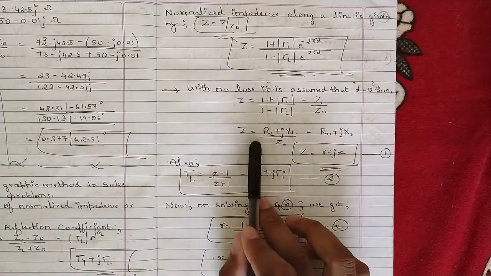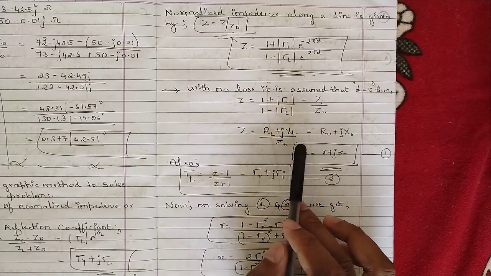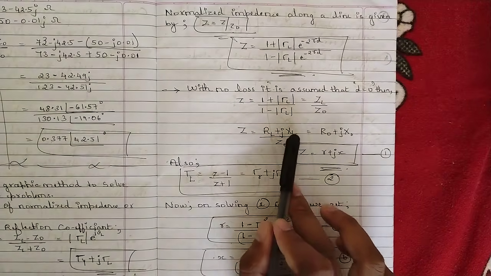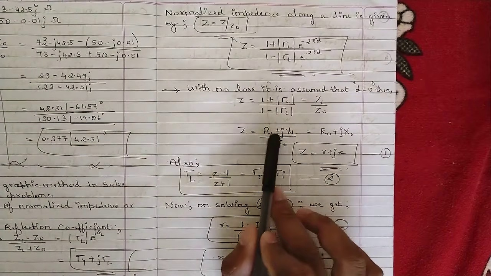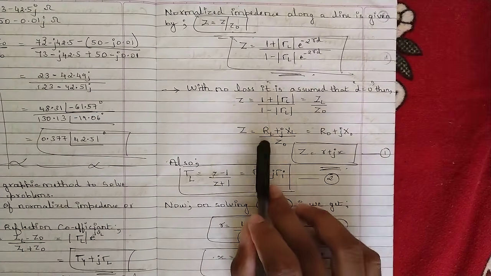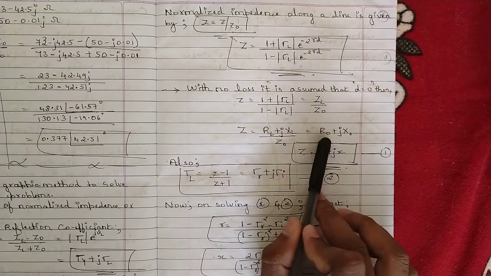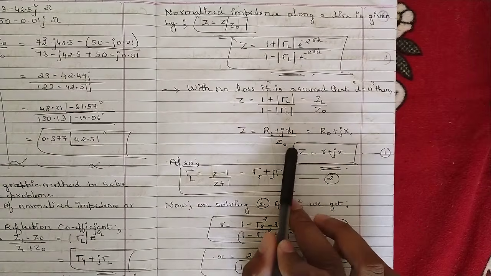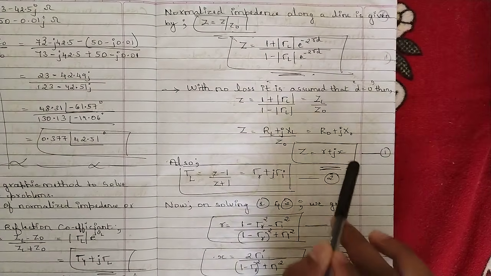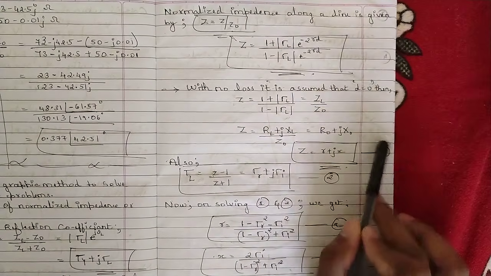That is equal to RL plus jXL in terms of impedance and reactance, divided by Z0. Since it is getting divided by the characteristic impedance, we can write it directly as R0 plus jX0. Where z is equal to R0, we have replaced it by small letter r, and X0 we have replaced by small letter x. So z is equal to r plus jx. Name this as equation 1.